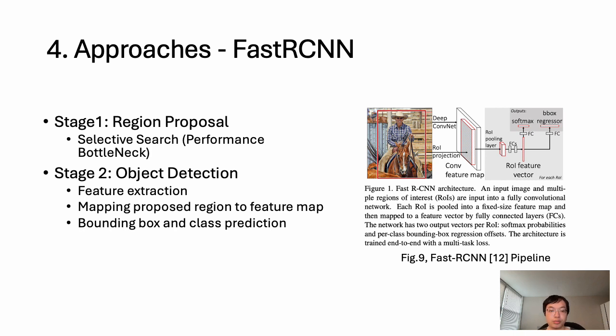And in stage 2, the object detection stage, they will first do feature extraction and map the proposed region to the feature map. And finally, do the bounding box and class prediction. On the right side, there is a general pipeline for the Fast R-CNN.